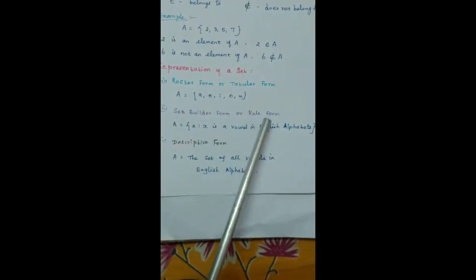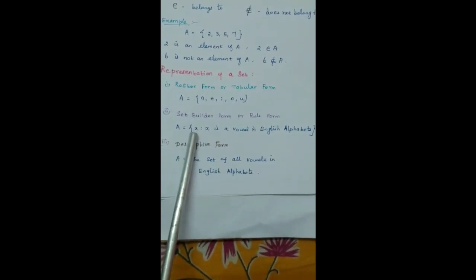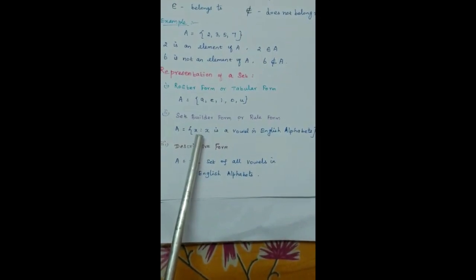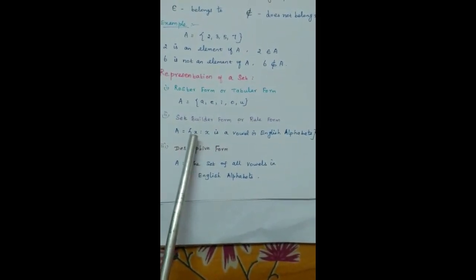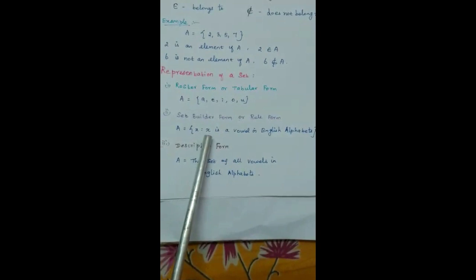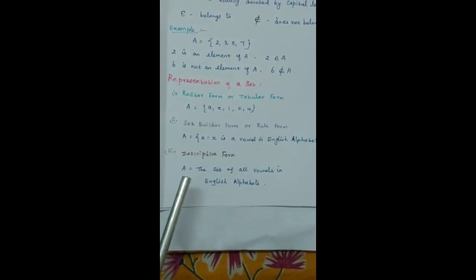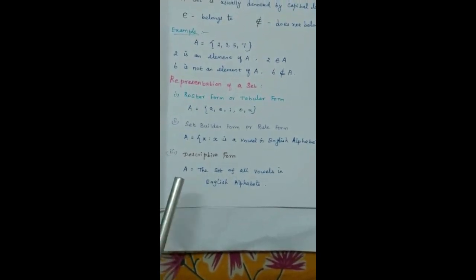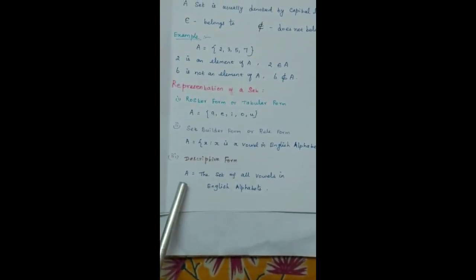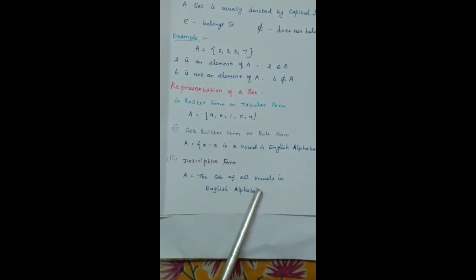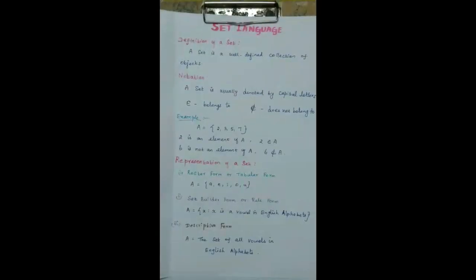Next, set builder form or rule form. In set builder form, all the elements are described by a rule. A is equal to the set of all x. The symbol colon denotes such that: set of all x such that x is a vowel in the English alphabet. In descriptive form, the set is described in words. A is equal to the set of all vowels in the English alphabet.